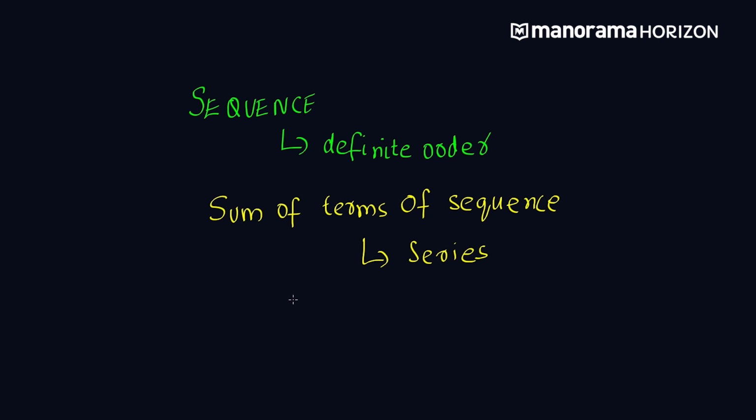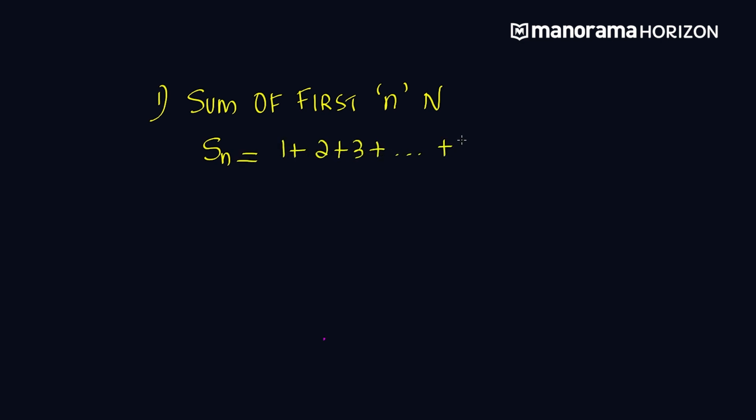Here in this video, we'll discuss some special series. The very first series is the sum of first n natural numbers, represented by capital N. That is, your Sn will be equal to 1 plus 2 plus 3 up to n. This series we can write as n into n plus 1 the whole divided by 2.